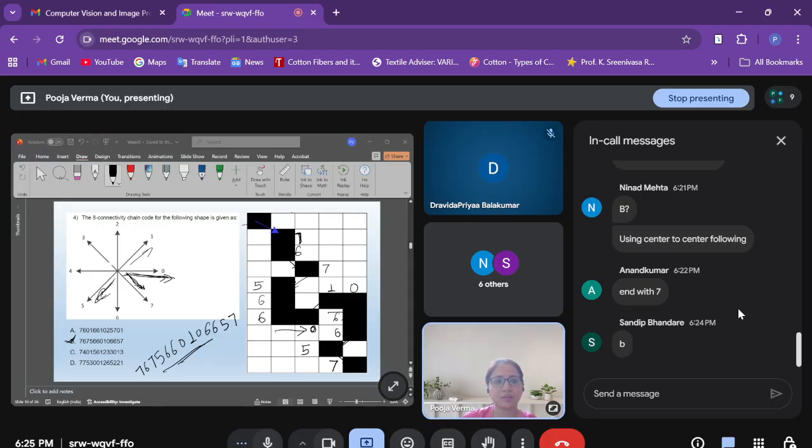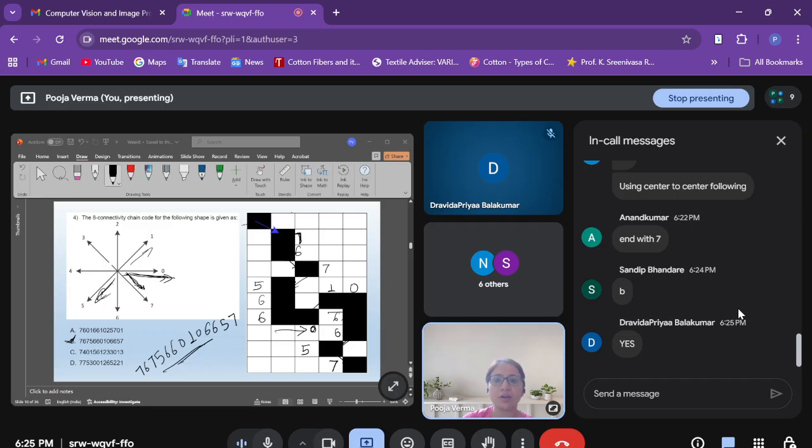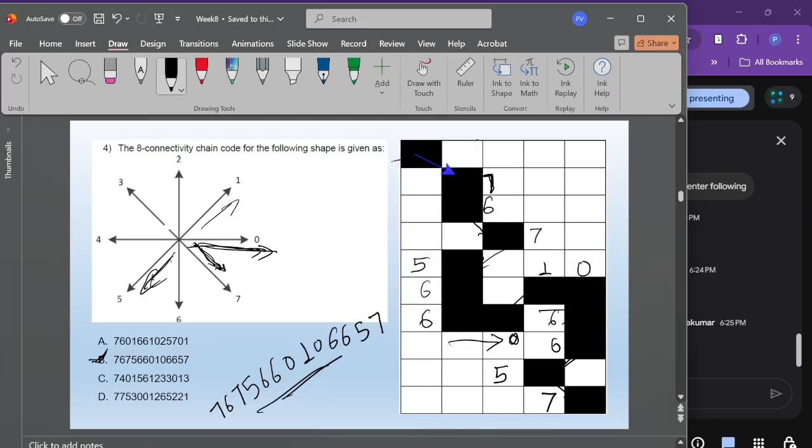Have you understood? Yes. We just need to follow the direction. The direction chart is given here, so it is also suggested here. The arrow is given to move in this direction. So we just need to follow the black boxes. I hope all of you have understood this question for the 8 connectivity chain code.